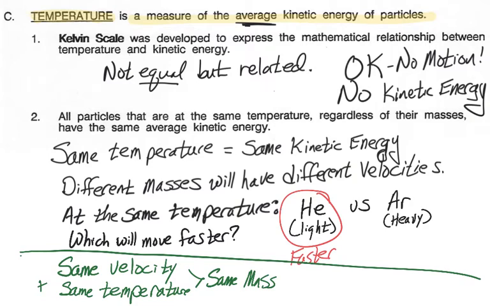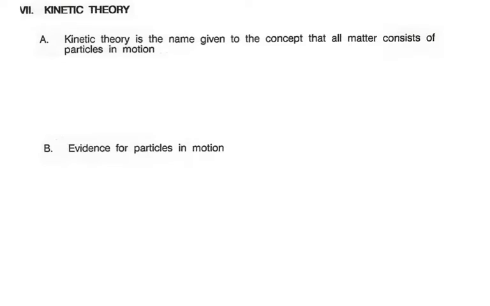What happens if I increase the temperature? What will happen? Well, we know that the velocity will increase. The velocity or speed of those particles should increase. And of course, if I decrease the temperature, then we know that those particles will go slower.